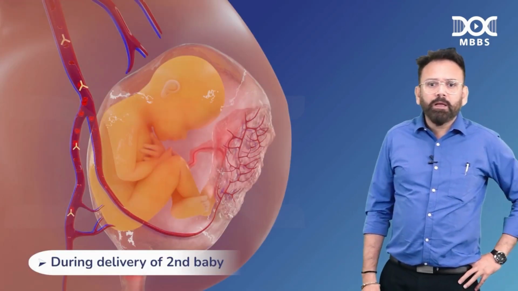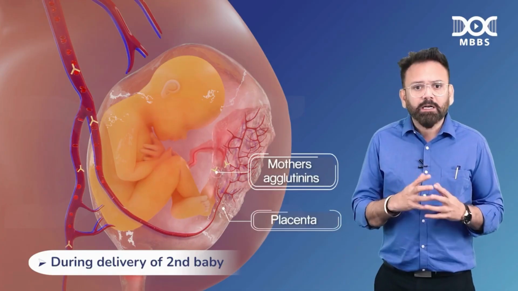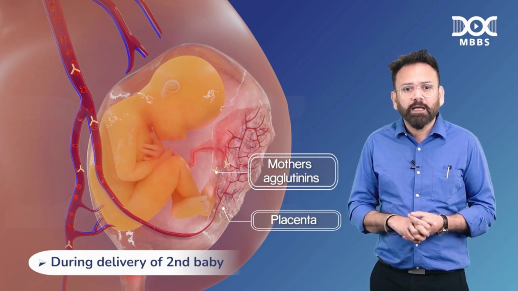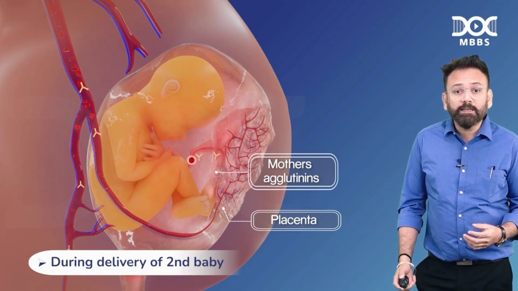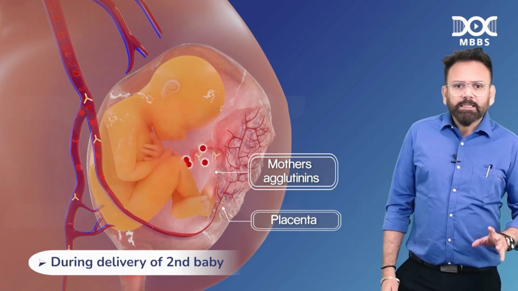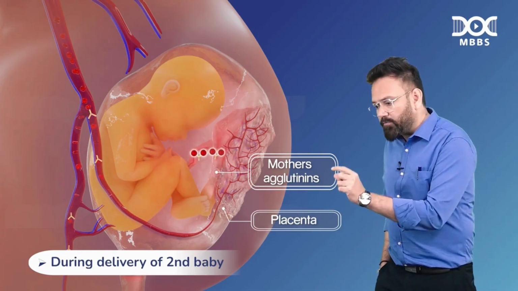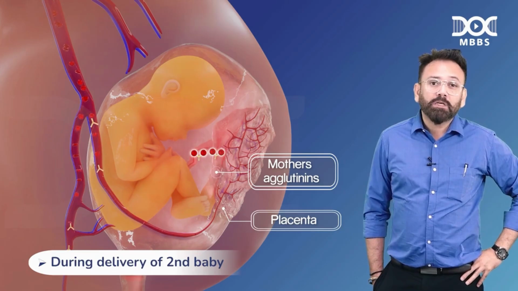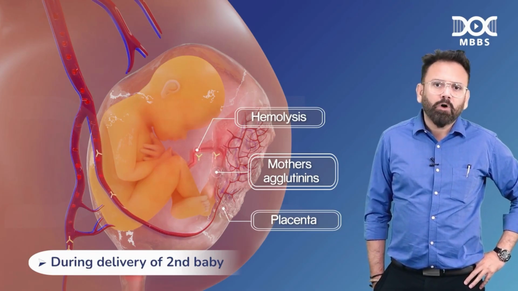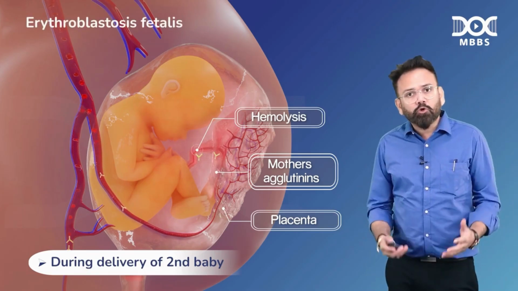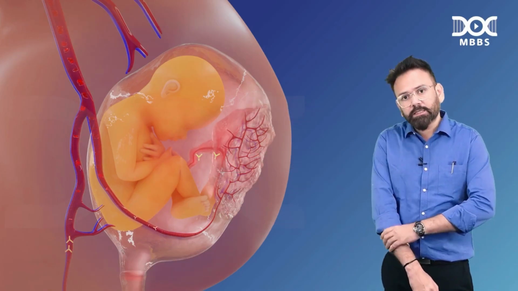So, during the next pregnancy, the mother's agglutinin will cross the placenta to the fetus, and that can be very, very dangerous. So this can cause Rh incompatibility of the fetus. In any case, when anti-Rh agglutinin crosses the placenta to an Rh positive fetus, this can cause hemolysis, and various forms of hemolytic disease of the newborn will be there. They are called erythroblastosis fetalis.